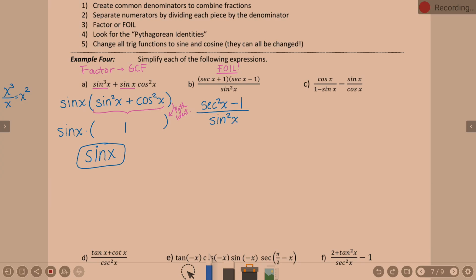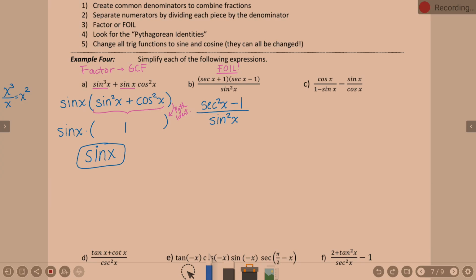sine squared x. Okay? Now, folks, recognize on top, we have multiplied conjugates before. That's what those are on top, right? When they're the same pieces, opposite signs in the middle. That's your clue that, oh yeah, the outsides and insides are going to cancel. Okay. Let's keep working with that top for a moment. We have secant squared x minus 1.